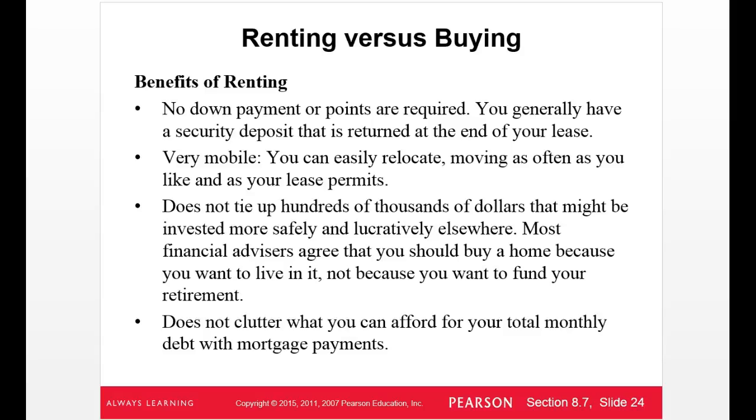All right, and then the mortgage payment's so big a lot of times that it clutters up all the other debt, like we saw in that last problem. If we have a lot of debt to pay off, a big old mortgage doesn't help pay that stuff off.